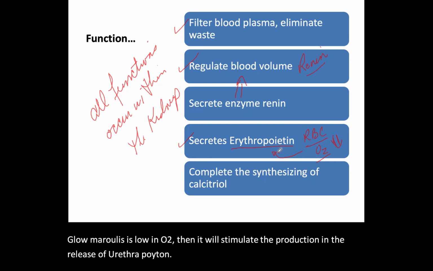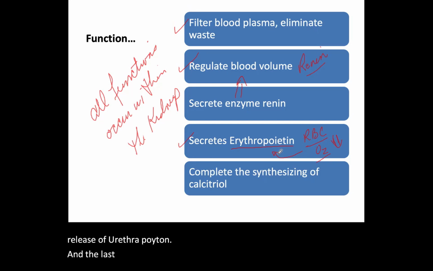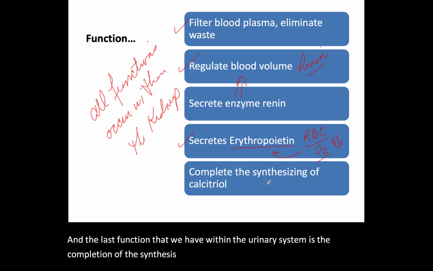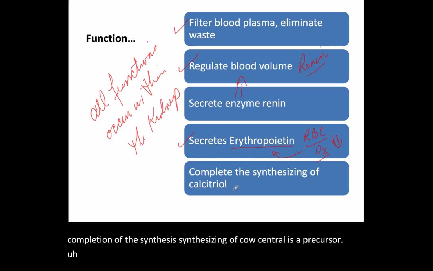And the last function that we have within the urinary system is the completion of the synthesizing of calcitriol. Calcitriol is a precursor, if you would, of calcitonin.